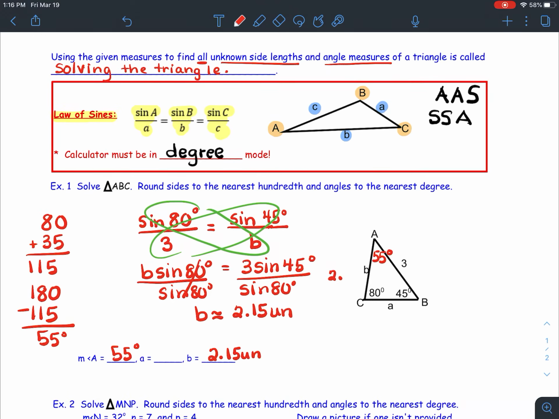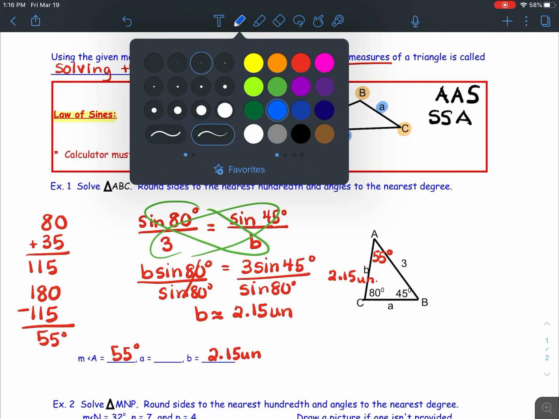And again, as you find these missing pieces, I want you to add them to your picture. Okay, now we have one more side to find. Now remember, this is not a right triangle, so we cannot do the Pythagorean theorem for this. We have to use the law of sines.